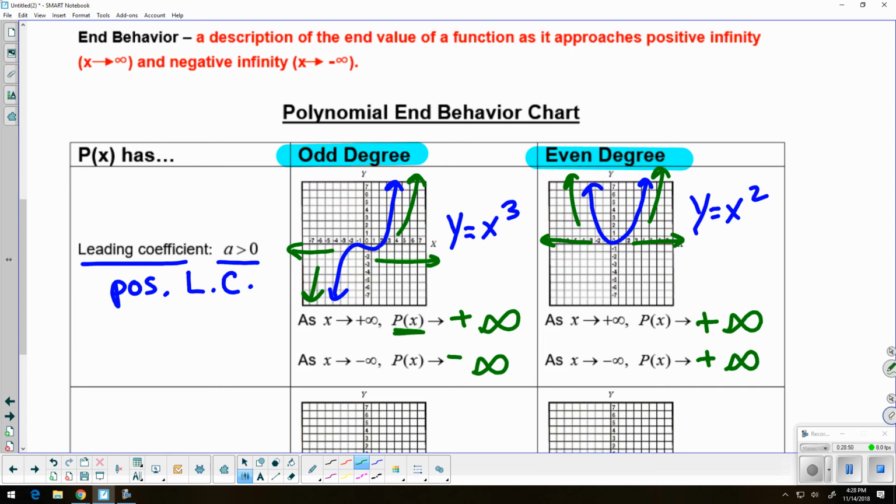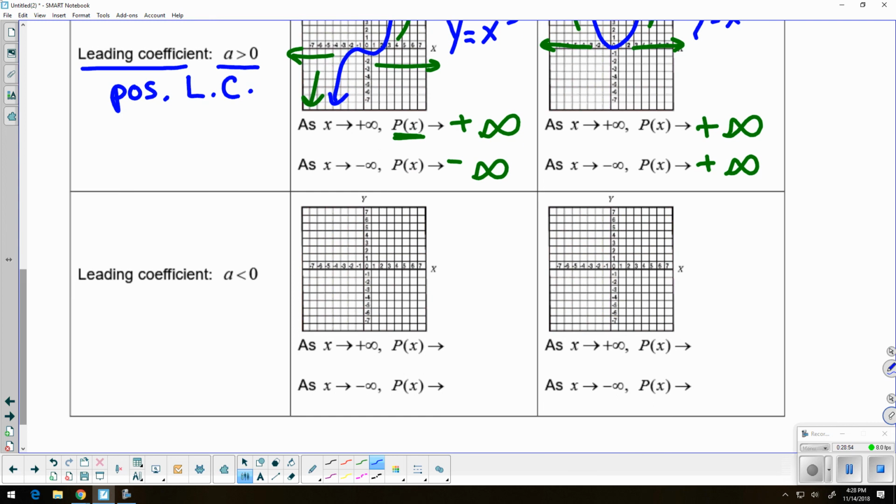Keep that in mind, it's positive. Because now we're going to do the flip side. If your leading coefficient is negative, so if a is less than 0, that means now you have a negative LC, negative leading coefficient. So what's going to happen if you had a negative leading coefficient? It's basically going to reflect the entire graph. So if that was positive right above it, still talking about an odd degree, now it's just going to be backwards. It's going to be reflected over the x-axis.